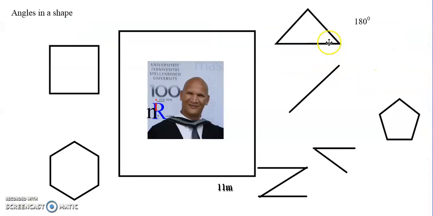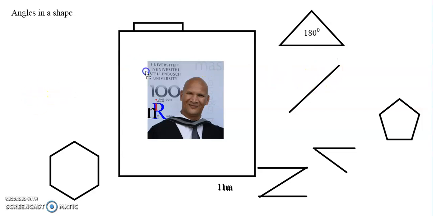Allow me to start with the most basic shape, a triangle. We all know that a triangle has three vertices and the angles inside the triangle add up to 180 degrees. We will use this property to now indicate how many degrees there are in the different shapes that we work with.